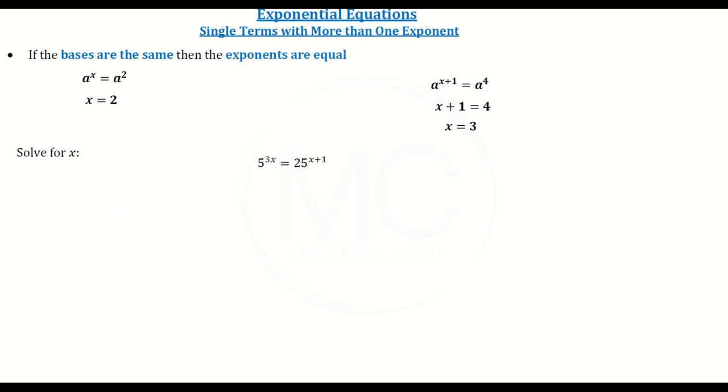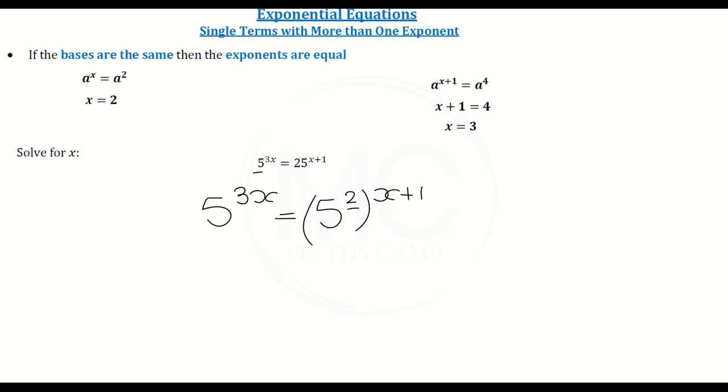Let's do another example. 5 to the power of 3x is equal to 25 to the power of x plus 1. 5 is a prime number, so we can say 5 to the power of 3x. 25 is a prime base of 5 and an exponent of 2. And we still have an exponent of x plus 1.